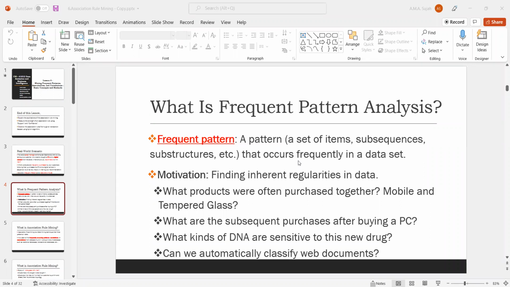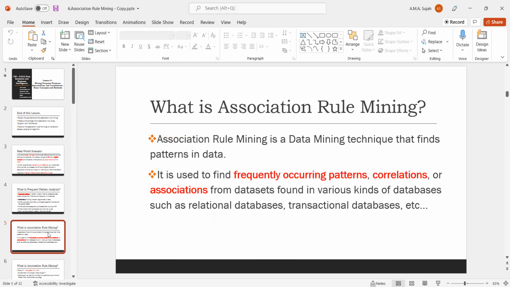Here also you are doing some frequent patterns. What are the frequent words that occurred in that document? Based on these, you can classify your web documentations. These are some applications. Okay, now we move to association rule mining.